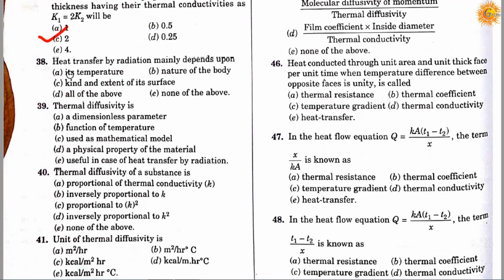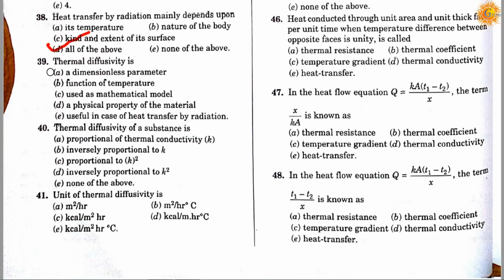Question number 38. Heat transfer by radiation mainly depends upon option A, its temperature; option B, nature of the body; option C, extent of its surface; option D, all of the above; and option E, none of the above. Correct answer is D. So all of the above.